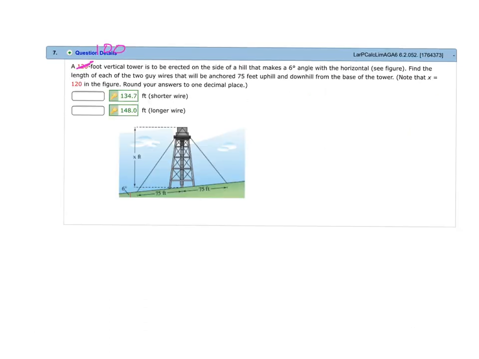I have to alter this. So it said the 100 or 120 whatever foot vertical tower is to be erected on the side of a hill that makes a 6-degree angle with the horizontal. Find the length of each of the two guy wires that will be anchored 75 feet up the hill and down the hill from the base of the tower. Notice that in the figure, this should be 100. Okay, and then round your answers to one decimal place.